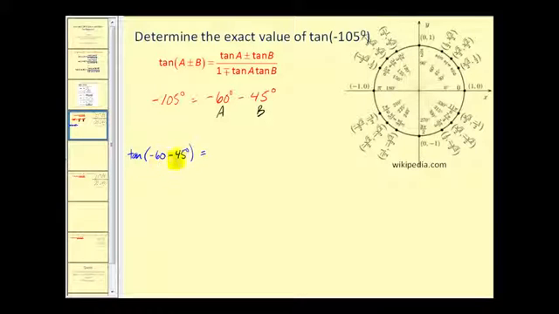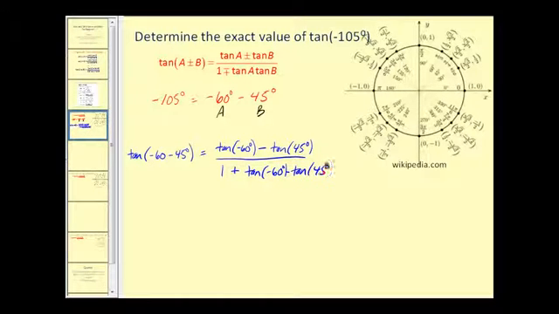So the tangent of negative 60 minus 45 degrees is equal to tangent A, or tangent negative 60 degrees. If we're using a subtraction sign, we'll use a subtraction sign here as well. Tangent B, or tangent 45 degrees. Now notice since we're using the difference, angle B is positive 45 degrees. And we'll divide this by 1 plus tangent A, or negative 60 degrees, times tangent B, or 45 degrees. So now we'll go ahead and find these tangent values and then try to simplify this fraction.